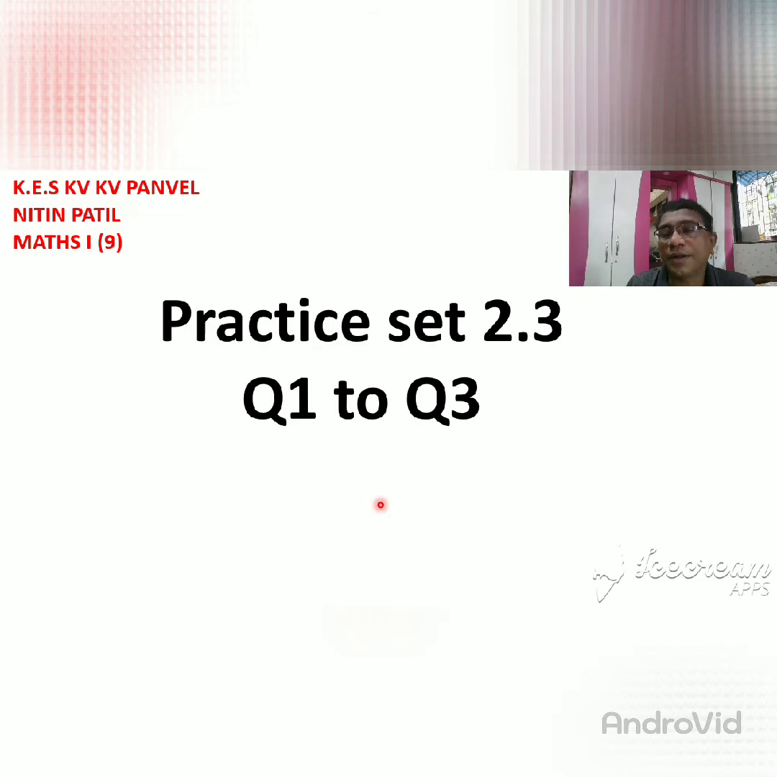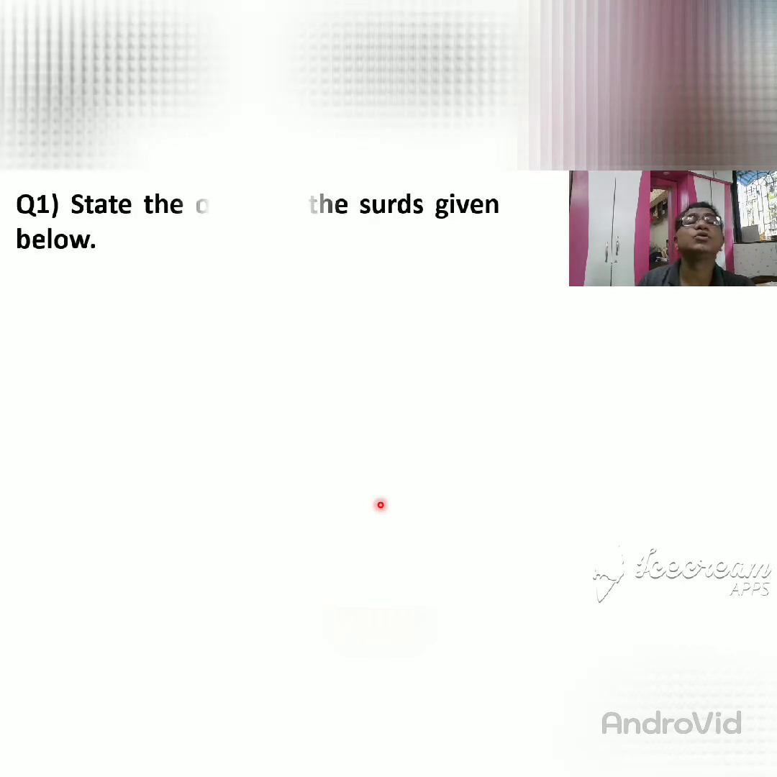So we take the first 1, 2 and 3 problems, and in tomorrow's lecture we will learn the remaining problems. Okay, so let's start the practice set 2.3 question number 1. So see, here they said: state the order of the surds given below. So what do you want to find out here? You want to find out the order of the surds.